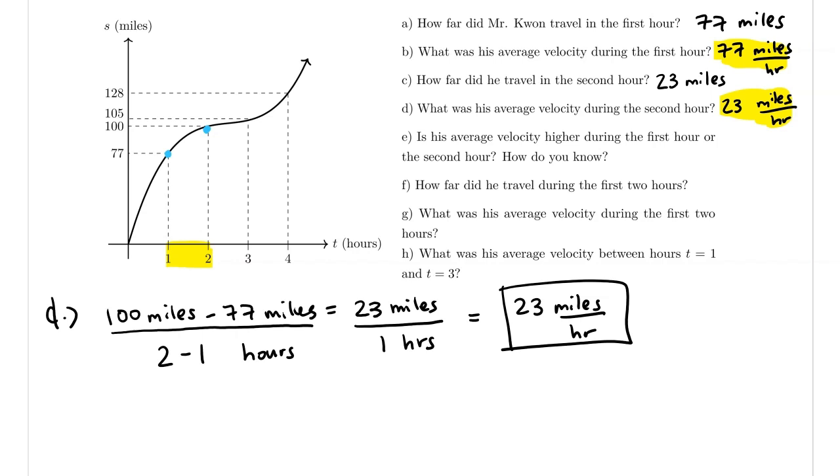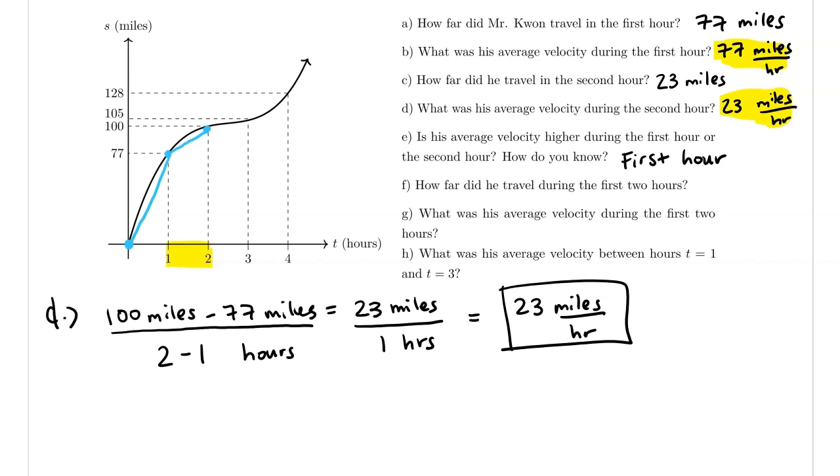And then kind of visually, another way we could tell is that if I had a line segment to represent the first hour and a line segment to represent the second hour, I can see visually that the first line segment is steeper than the second one. So I know that it is the first hour for these two reasons that I explained earlier.